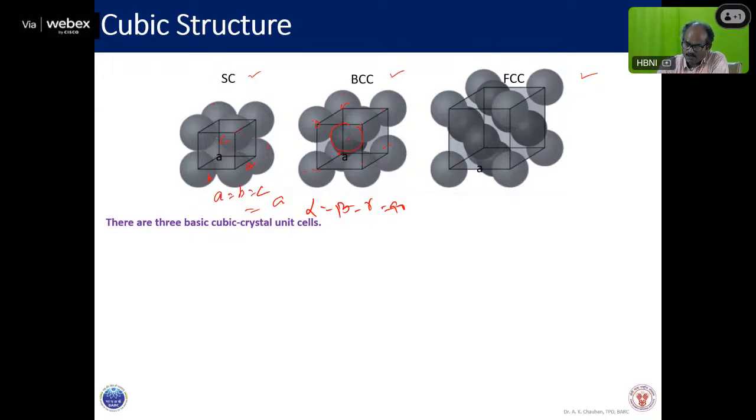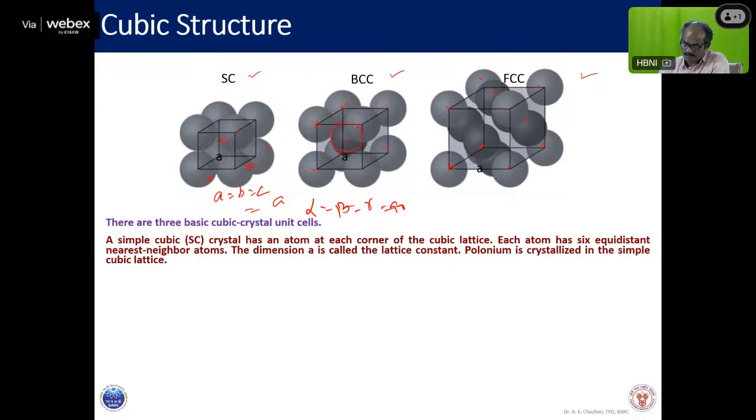And in face-centered cubic, the parameters are the same. So you have a cube, and there are 8 atoms at each corner, and then at each face you have one atom. So in face-centered cubic, you have atoms at each face and at each corner. In the body-centered cubic system, you have atoms at each corner and at the center. And in simple cubic, you have atoms at the corners only.